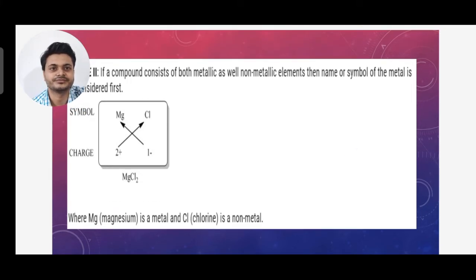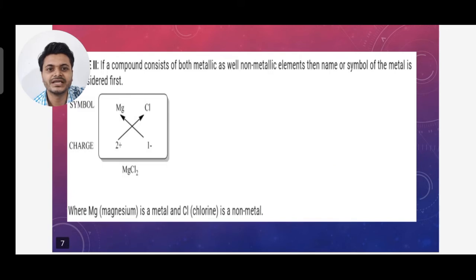You can see magnesium is a metal and chlorine is a non-metal, that's why magnesium is written first. Because if a compound consists of both metallic and non-metallic elements, then the name or symbol of the metal is considered first. So we write MgCl2. We are not writing Cl2Mg, because magnesium is a metal, and we have to write the metal first.